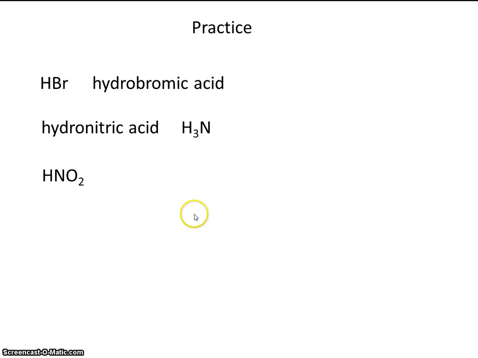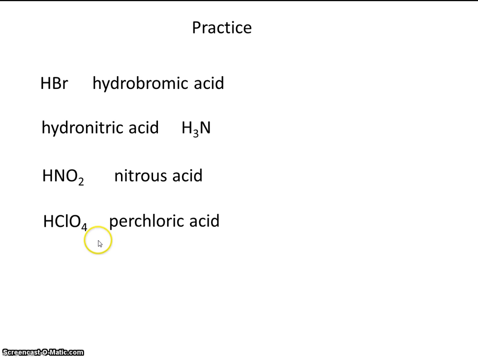What about this one here? You'll recognize this as nitrite. You know that ite gets changed to us. So this should be nitrous acid. All right, in this next example, this is ClO4. This is called perchlorate. It ends in ate, so that's going to be changed to ic. So it's called perchloric acid.